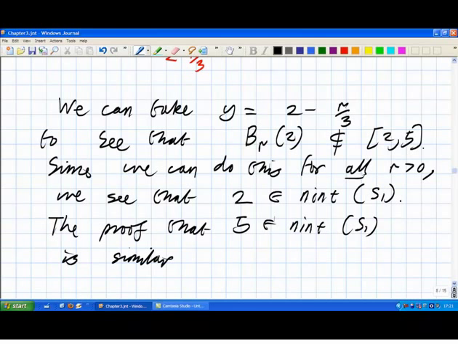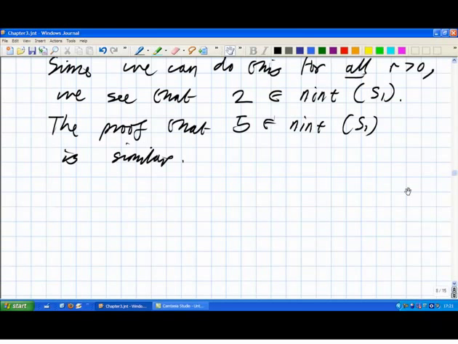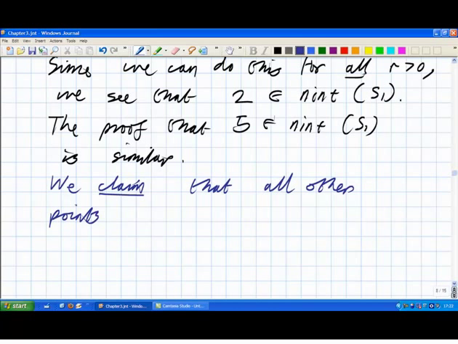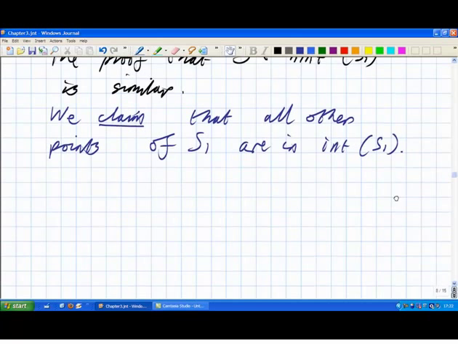So that leaves the rest: to prove that all the other points are interior points. So what are the other points? They are the points in the open interval (2, 5). Once you've done that, you've finished, because every point of S1 is either an interior point or a non-interior point in S1.